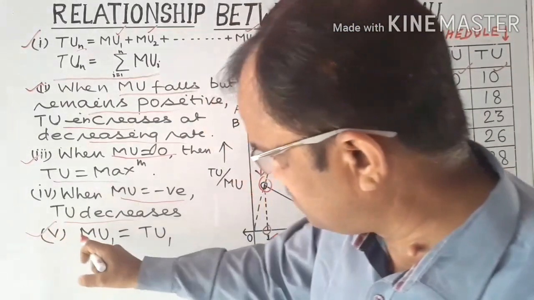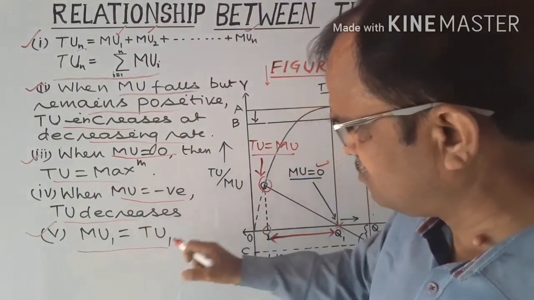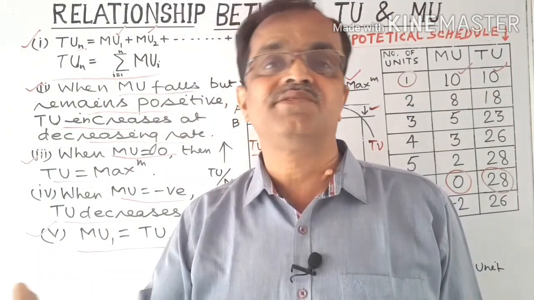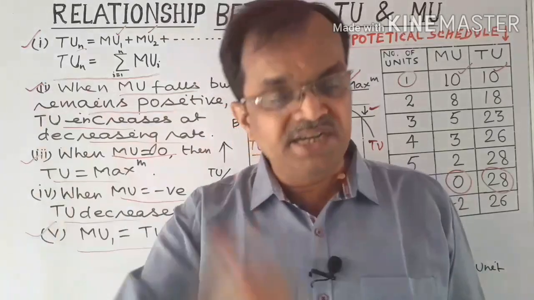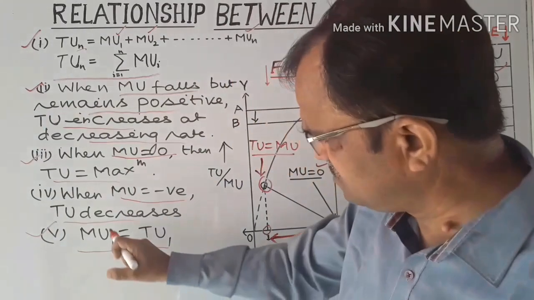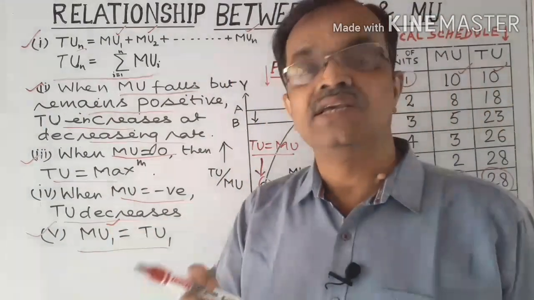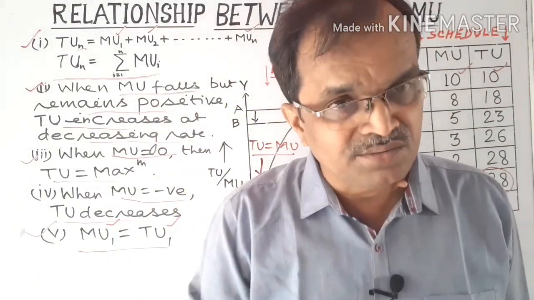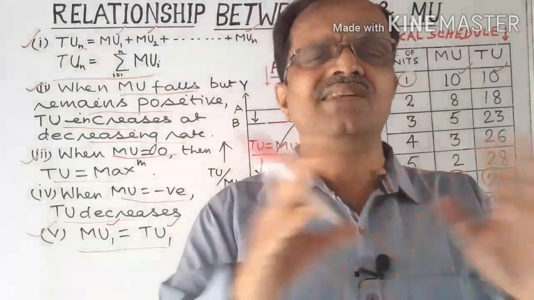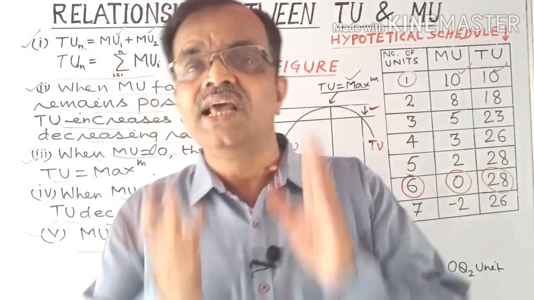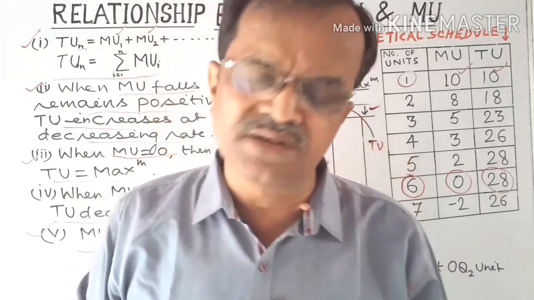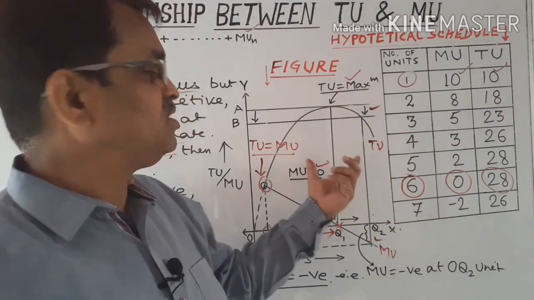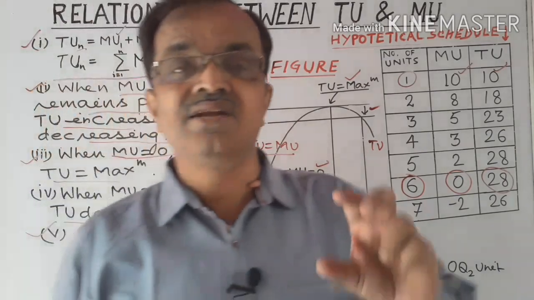Now, the last one is the most important part for doing numerical problems. Whenever you find any numerical problem regarding the relationship between TU and MU, complete the table, fill in the blanks. Always, the first unit of marginal utility is equal to the total utility of one unit of consumption. That is all about the relationship between total utility and marginal utility. It is very simple. No need to panic about that. That is the simplest topic, because you already learnt about total and marginal utilities.